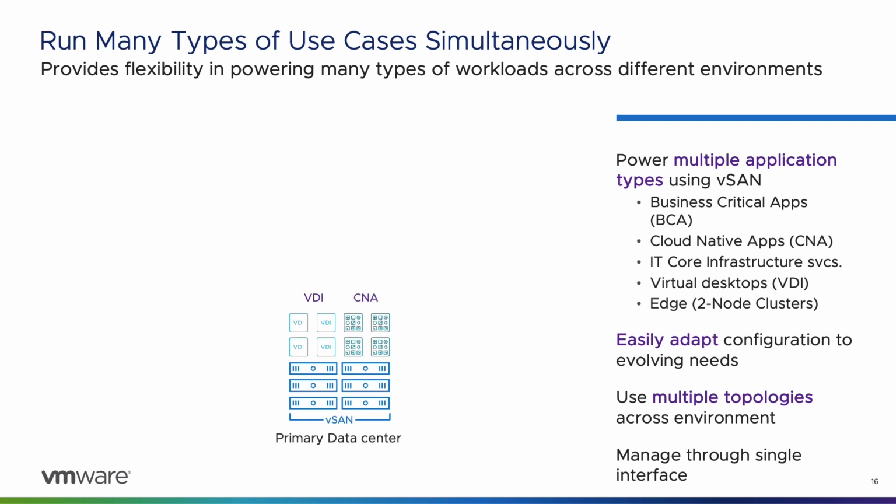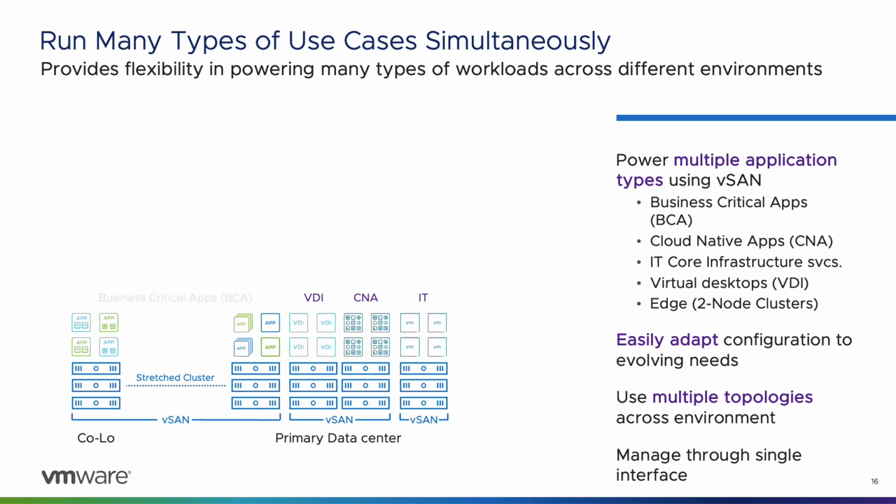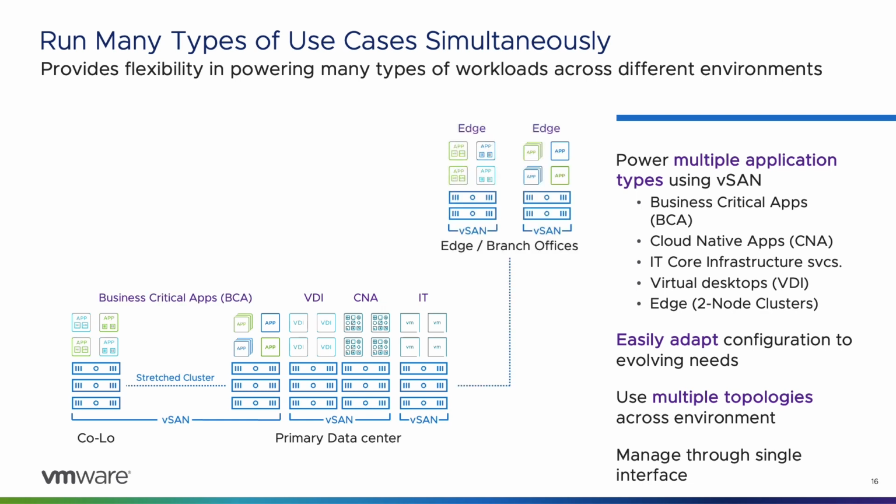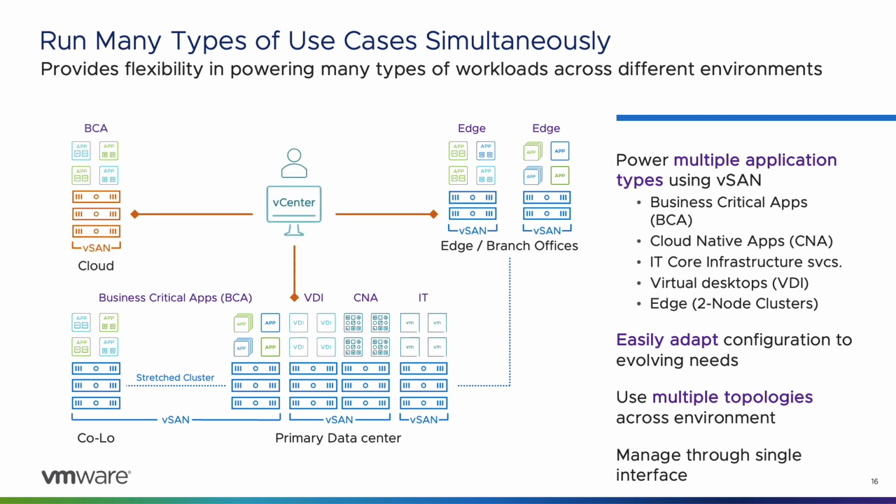vSAN supports all different types of workloads and topologies. Run business-critical applications alongside other applications, or carve out clusters focused on specific application requirements, whether they be VDI workloads, business-critical workloads, cloud-native applications, or common IT service workloads. Not only can you easily meet the needs of the application, but the flexibility of the architecture allows you to deliver these services in many different ways.